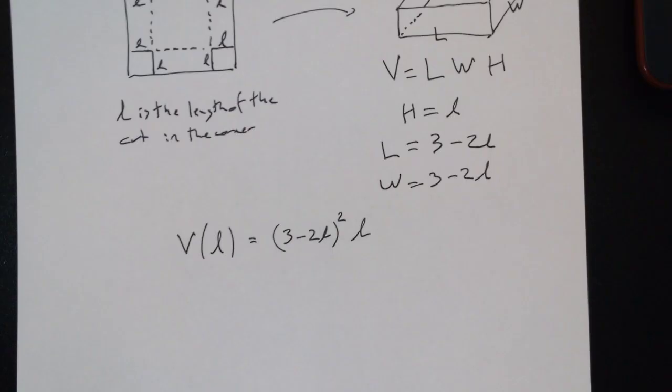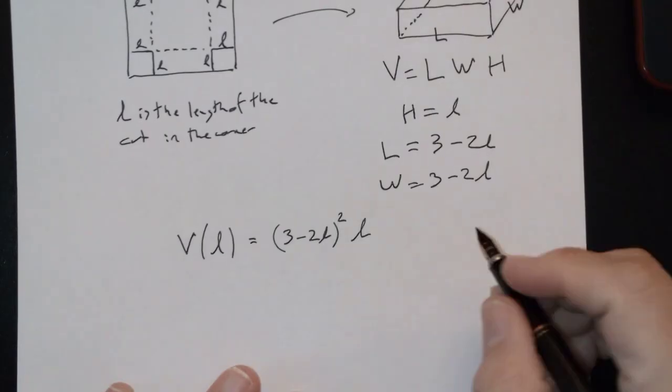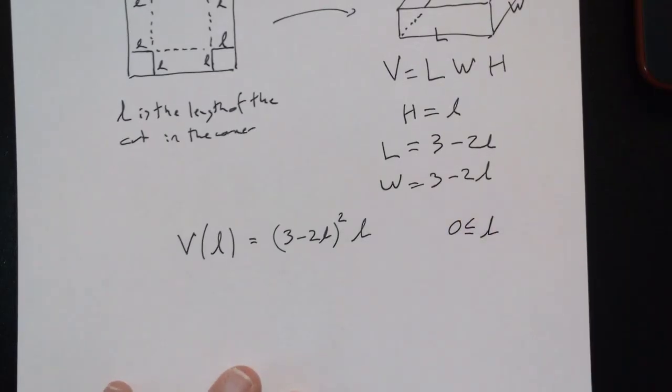Zero. Here's my box. What's its volume? So that's dumb, but I could do it, right? That's a lower bound. I could cut nothing. So I can even add to this that L must be bigger than zero.